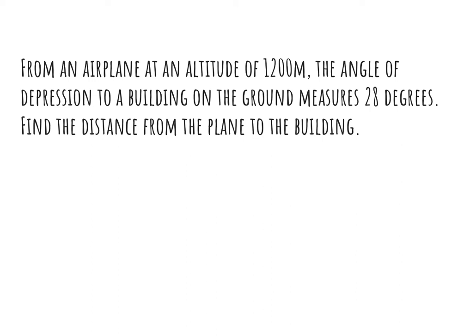So now you try. From an airplane at an altitude of 1,200 meters, the angle of depression to a building on the ground measures 28 degrees. If we want to find the distance from the plane to the building, we're going to need to draw a picture to make sense of all this information. And if we want to find the distance of the plane to the building, will that be the hypotenuse? Will that be the opposite side, or will that be the adjacent side?